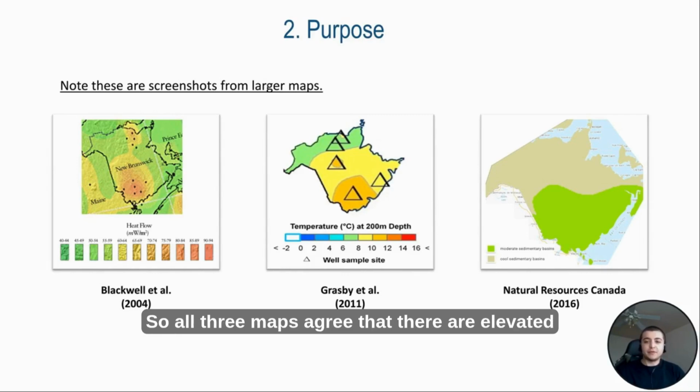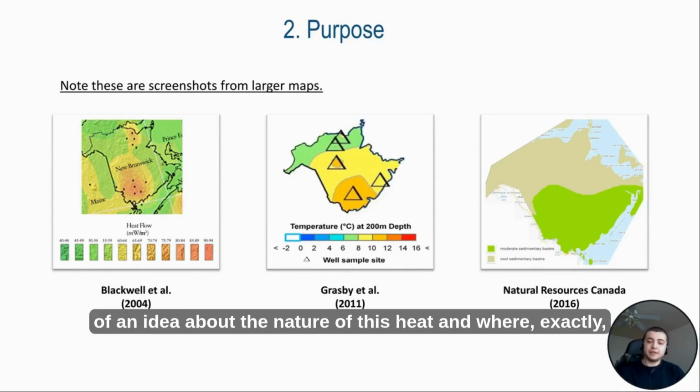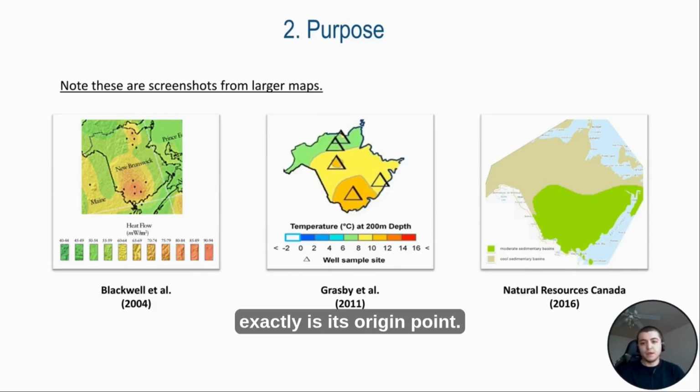So all 3 maps agree that there are elevated temperatures in southern New Brunswick, but with so few survey points being continuously recycled without too much new information added since 1995, we haven't gotten over time any better of an idea about the nature of this heat and where exactly is its origin point.